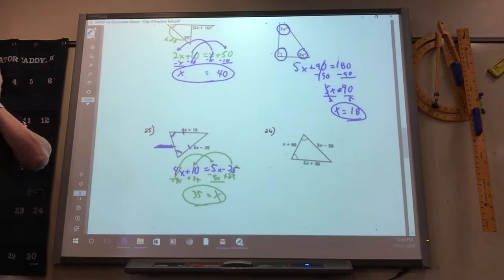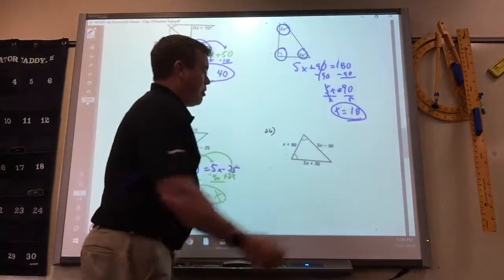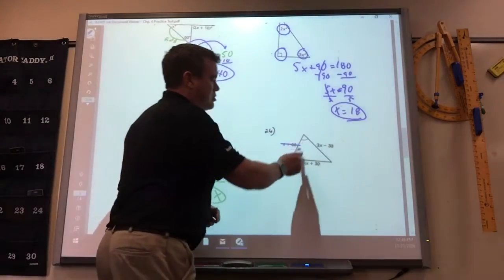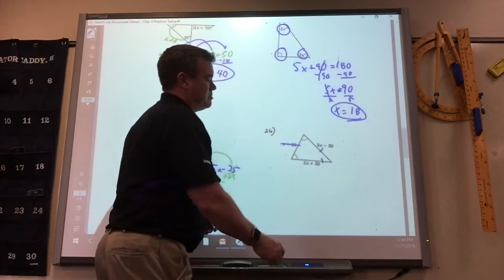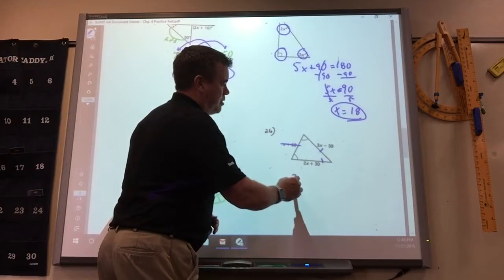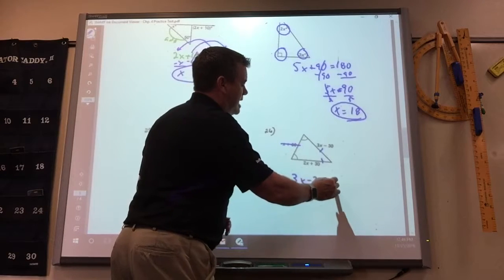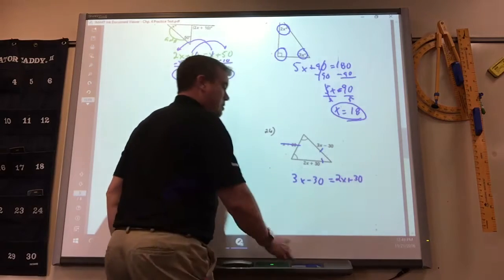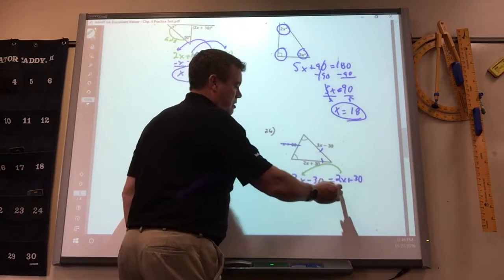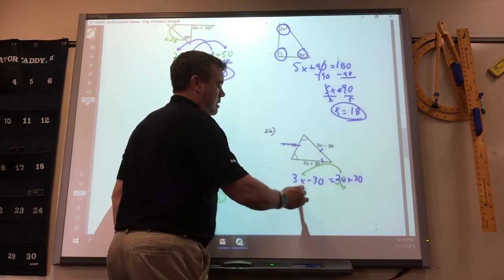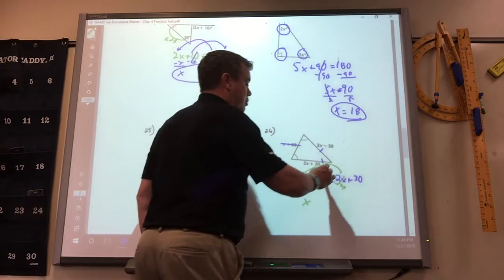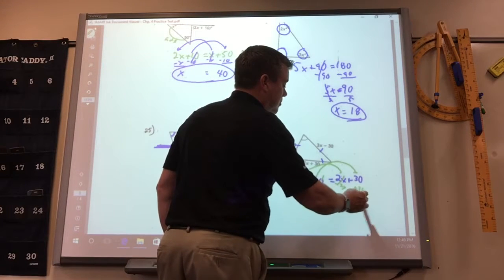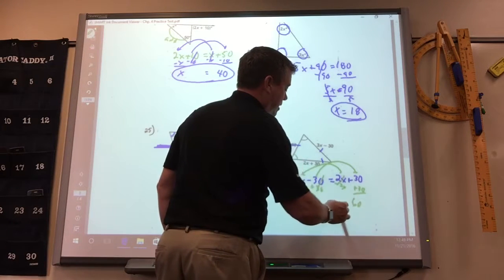26 is the same type. It is. This is the extra information you don't need. Since these two angles are equal, these two sides are equal, which means 3x minus 30 has to equal 2x plus 30. So, if I move this 2x over, I got to subtract it, and you just get x. So then move this one over to that side, it's a minus, so you add it, and you get 60.